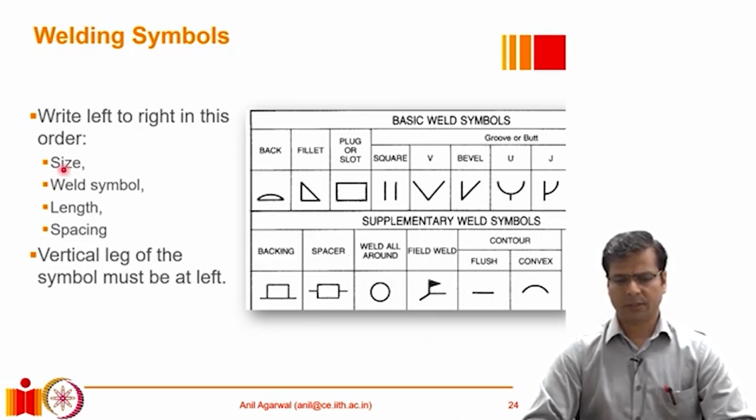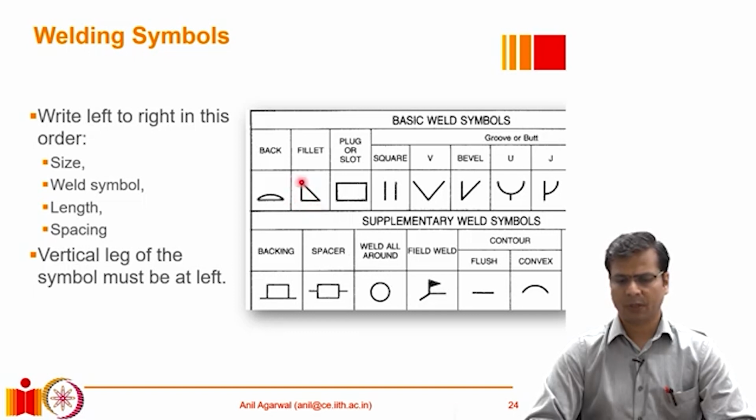In that symbol where we mark the weld dimensions, the details have to be present in this order when we read from left to right. So the size of the weld should be mentioned. So if it's a fillet weld, size is basically these two legs. If the two legs are of equal size, we will simply mention one number. If the two legs are of different sizes, we would mention A multiplied by B. Weld symbol. So first we will mention the number, which will be the weld size. Then to the right of it, we will mention the symbol.